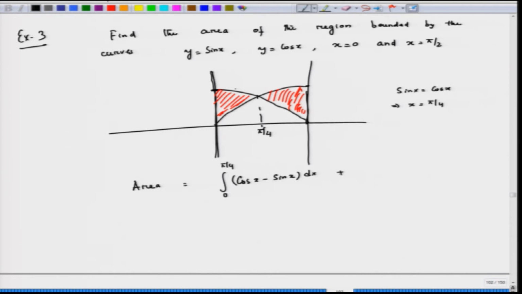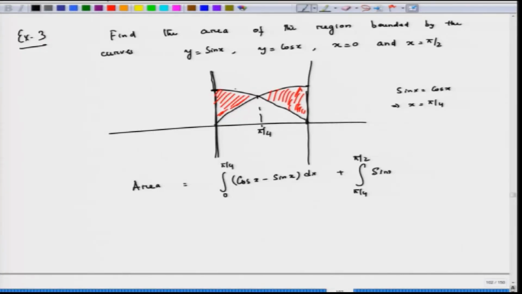Now, on pi by 4 to pi by 2, sin x is dominating cos x. So, this one would be sin x minus cos x dx, because the modulus is always a positive number. So, now we are in familiar terrain to compute this integral. This would be easy to compute. I hope that this is what is going to be the answer.